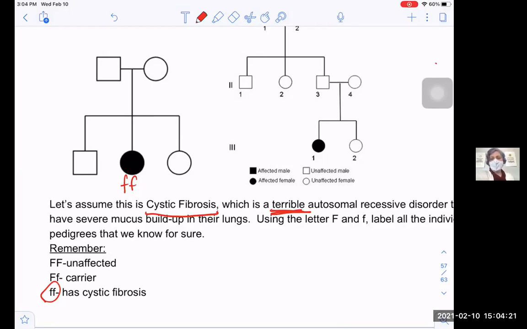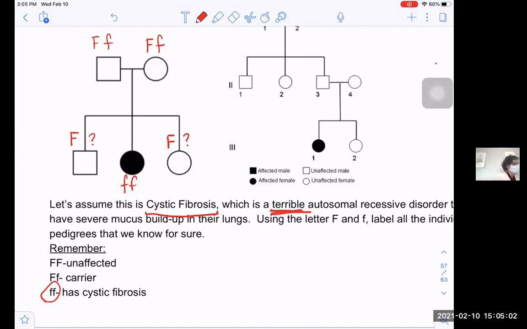Her parents, right? And what do we know their parents have to be? So they both have a big F. They don't have cystic fibrosis, but because they have that daughter that has it, they have to be heterozygous. Now, do we know the genotype of the siblings for sure? We do not, because they have a big F. That is true. But we cannot say without a doubt that they're big F big F or big F little f.